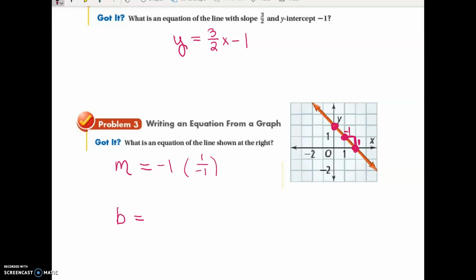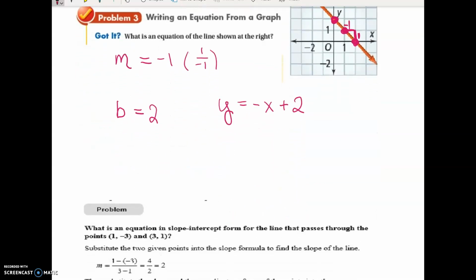Then the next thing we want to do is look where the graph is crossing the y-axis. In this case, it looks like it's crossing at 2. So my y-intercept is 2. Now I have enough information to write the equation of the graph. My equation will be y equals -x plus 2. You can say -1x, but most of the time in algebra, we don't write the 1 if there's just a 1 in front of the variable. So this is how you would see it on tests and things like that.